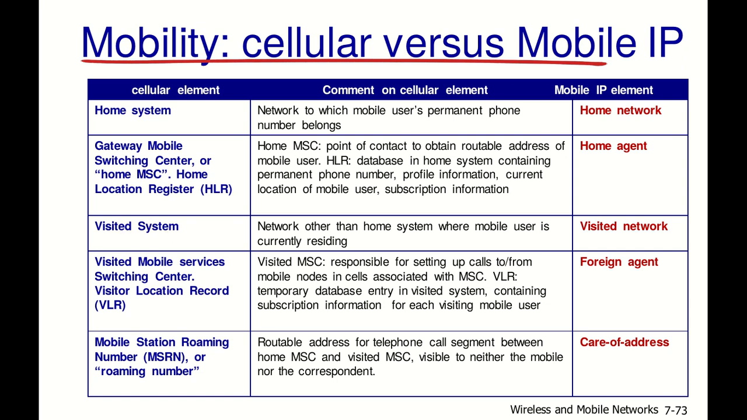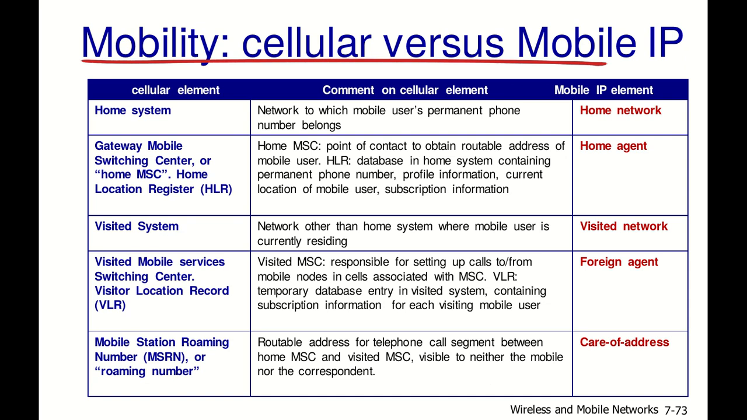And the home agent in mobile IP is similar to the role of the home, it's not gateway by the way, it's the home MSC, together with the home location register or HLR. The foreign agent in mobile IP is similar to the role of the visited MSC and the VLR. And then the care-of address in mobile IP is similar to the roaming number.